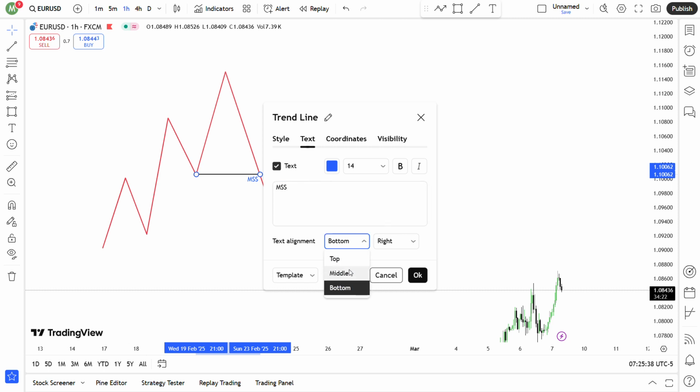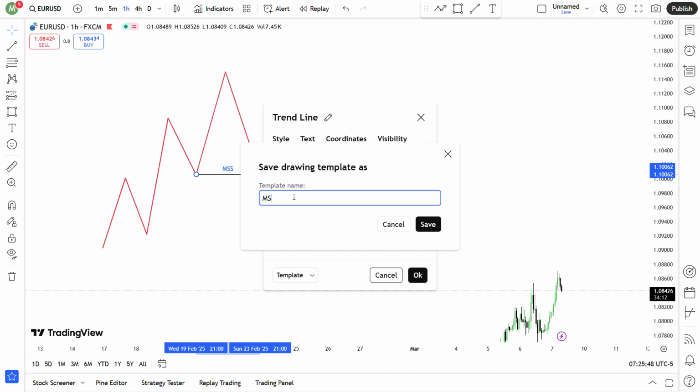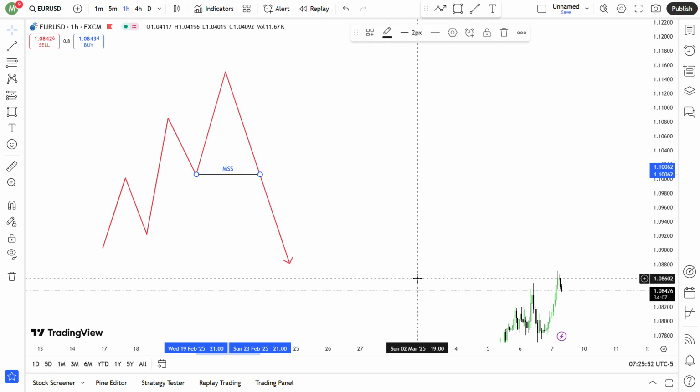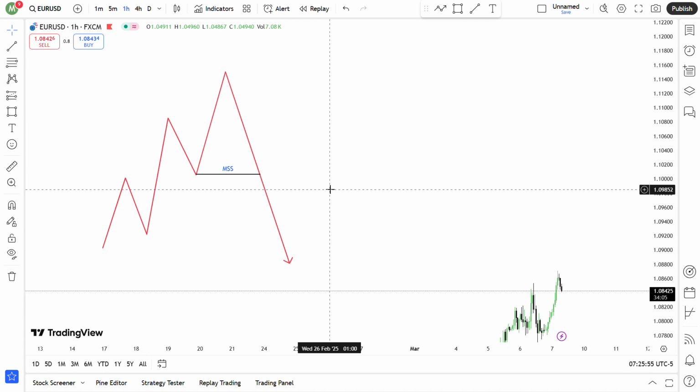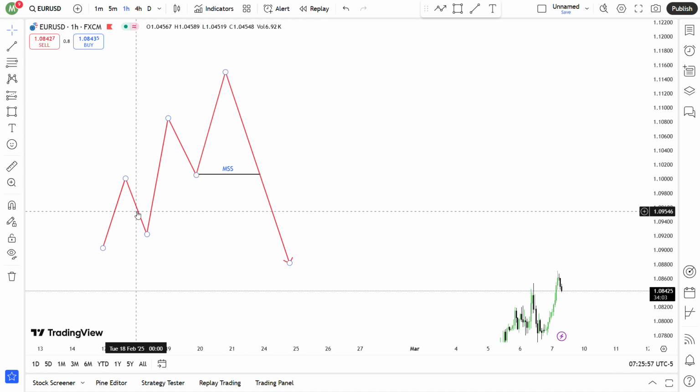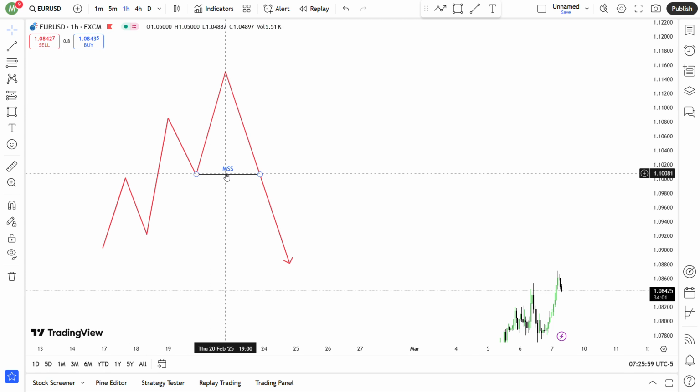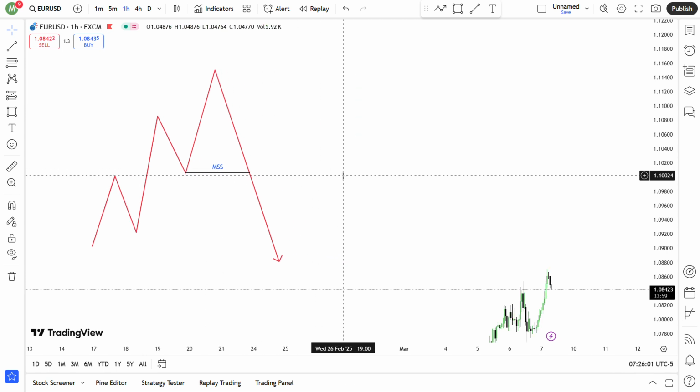Okay, and go to this top center. This, okay, fine. Okay, then. Okay, save as, and access. Okay. Now market structure shift. When the market is traveling in an uptrend, now the trend change is known as market structure shift.